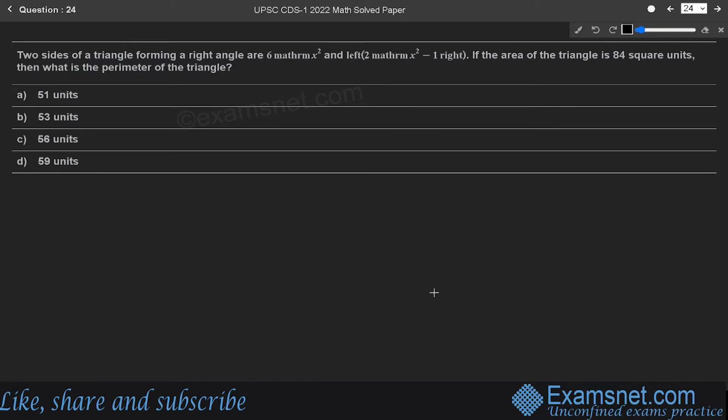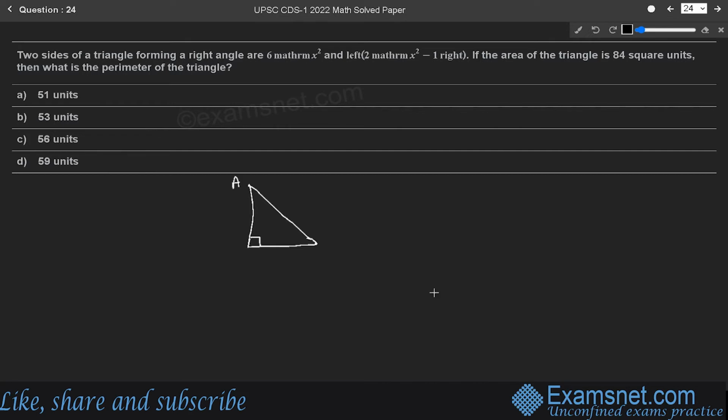Next question is, two sides of a triangle forming a right angle are 6x square and 2x square minus 1. If the area of the triangle is 84 square units, then what is the perimeter of the given triangle? Let us understand this by making a triangle first. So according to question, it is a right angle triangle. So it will be somehow like this. This will be the right angle.